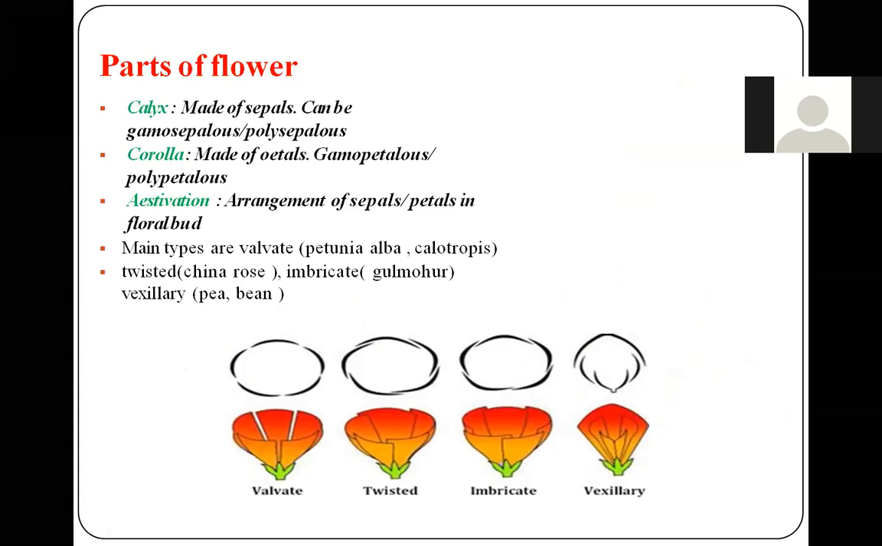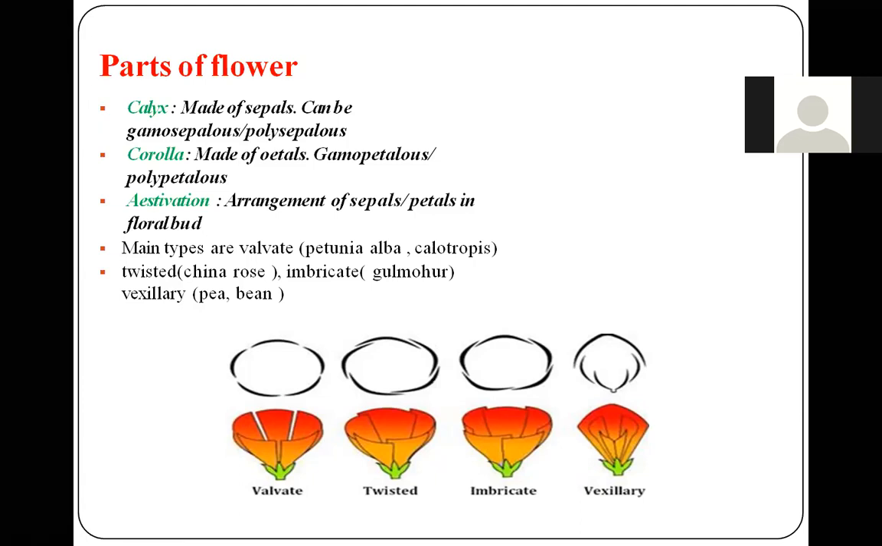The four main parts of the flower are calyx, corolla, androecium, and gynoecium. The first is the calyx. The calyx is made up of sepals, and it can be gamosepalous or polysepalous. Here calyx means the sepals, the green colored part which is present nearby to the petiole. That is what a calyx is, and this calyx can be gamosepalous or polysepalous.